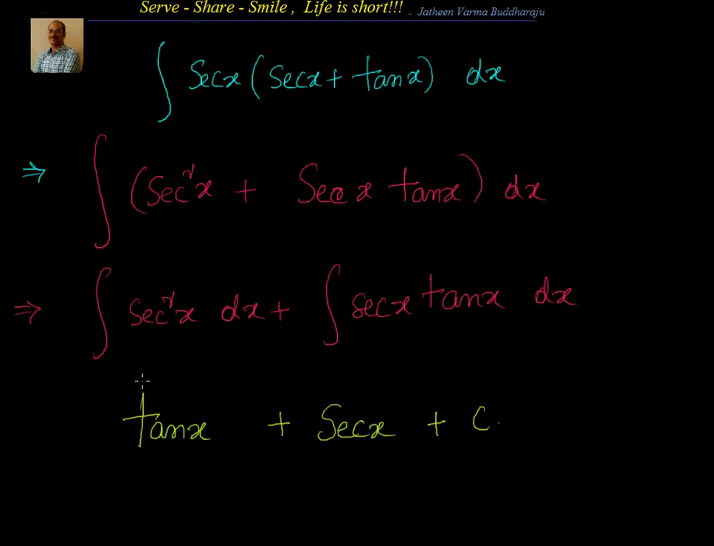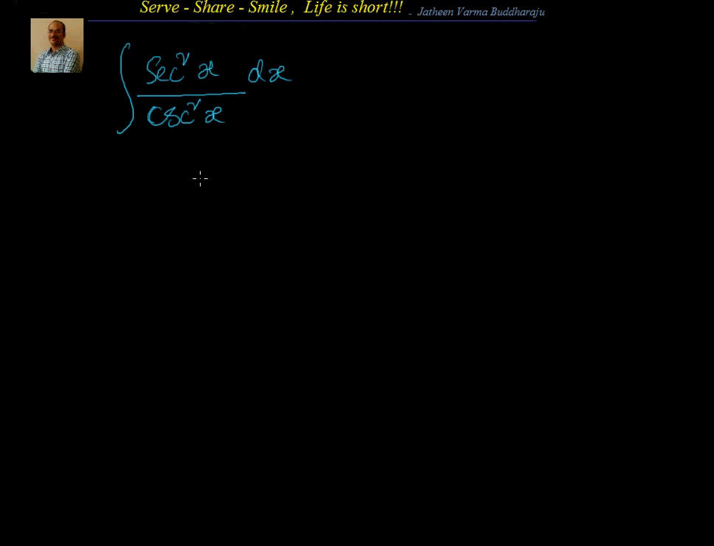Let's do one more. We have to find out the integral of secant square x by cosecant square x dx. We don't have any formula for division of functions. As of now, we are not aware of that, so I'll try to convert this into a single function which we know, so that we can apply the formula. Now always we'll try to convert them into sine and cos. So can I write secant square x as 1 by cos square x and 1 by cosecant square x as sine square x?